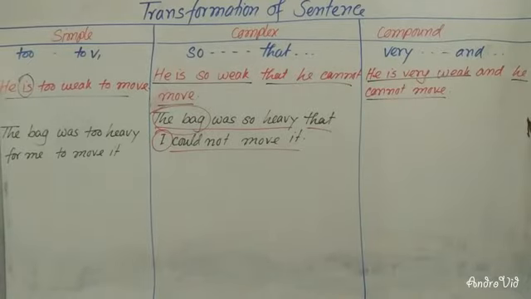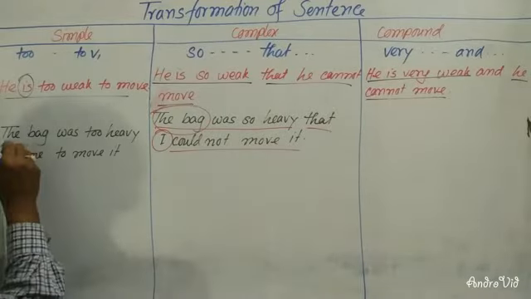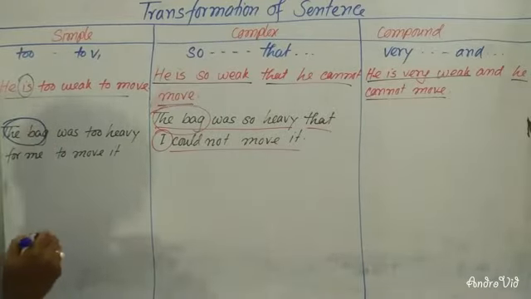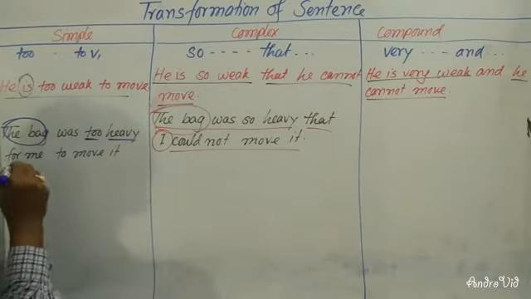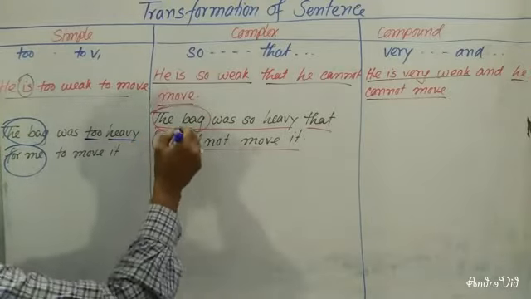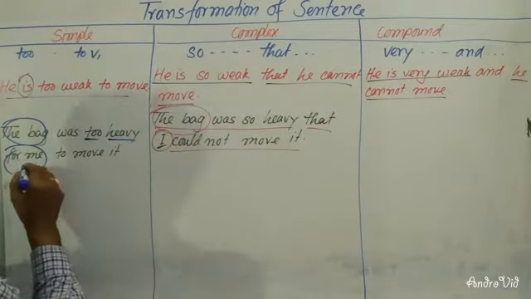Dear learners, in this sentence you can see that the bag was too heavy. I have written here the subject: the bag was too heavy. I have used here too, then heavy, and I have used here for me because the two subjects are different. Here it is I, so I have used here for me.